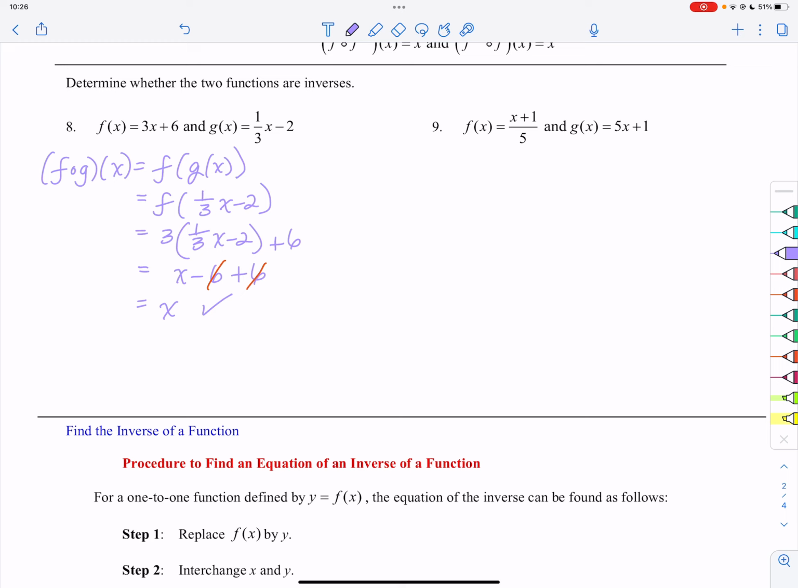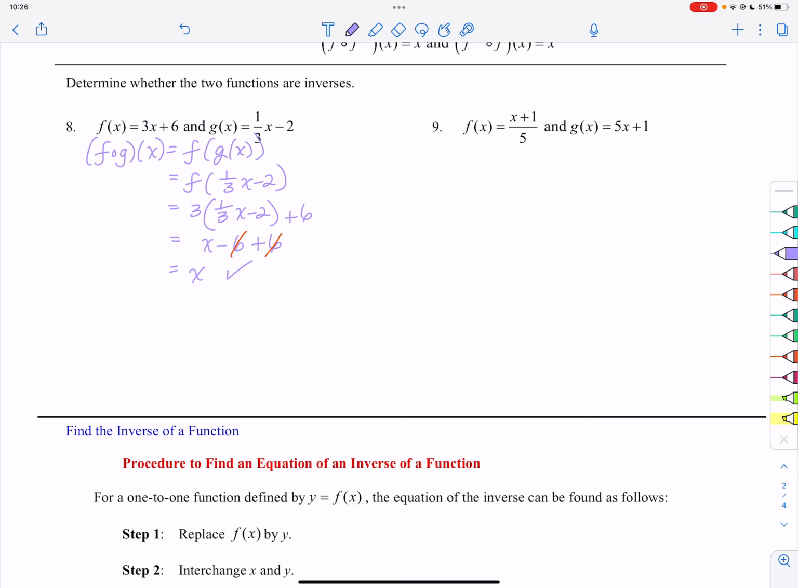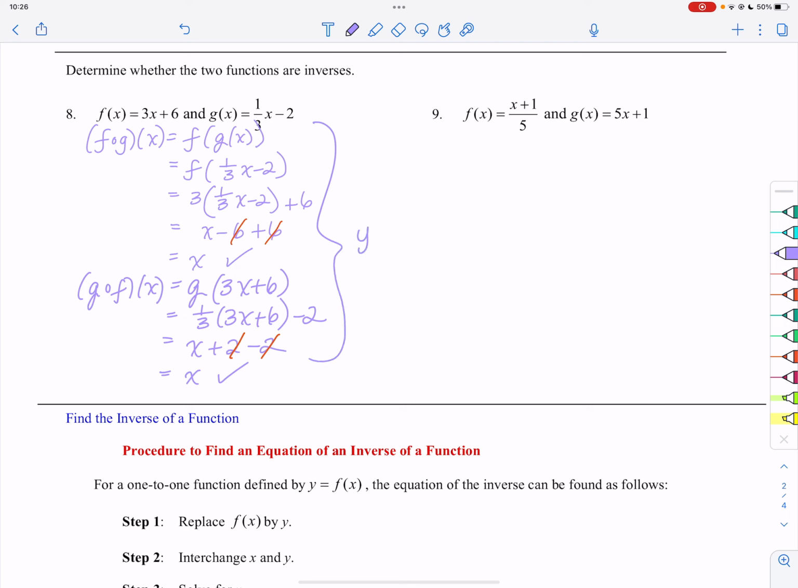Now we will try g composed with f of x. So now we have g of 3x plus 6, that's 1/3 times 3x plus 6. Don't forget that minus 2. And you can see that is equal to x. So therefore, yes, we have inverses of each other.